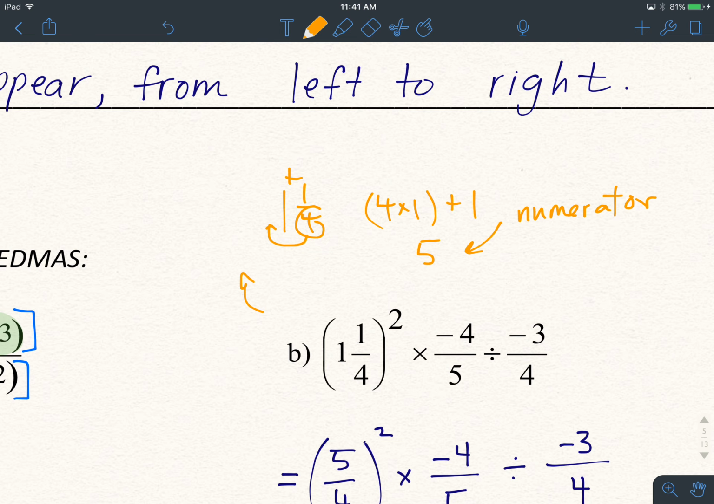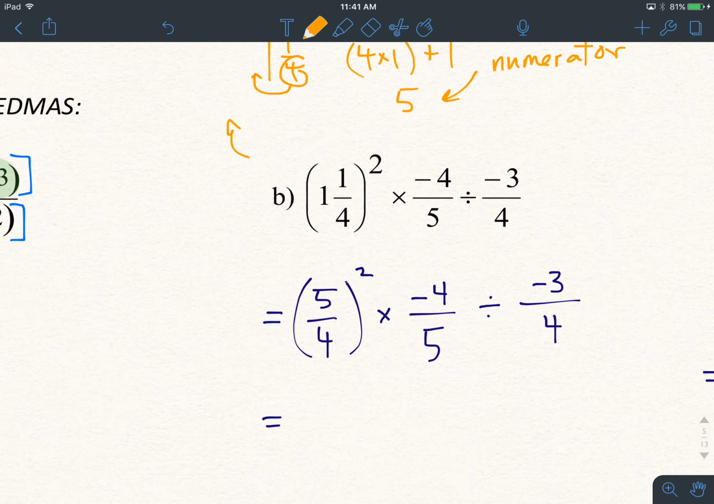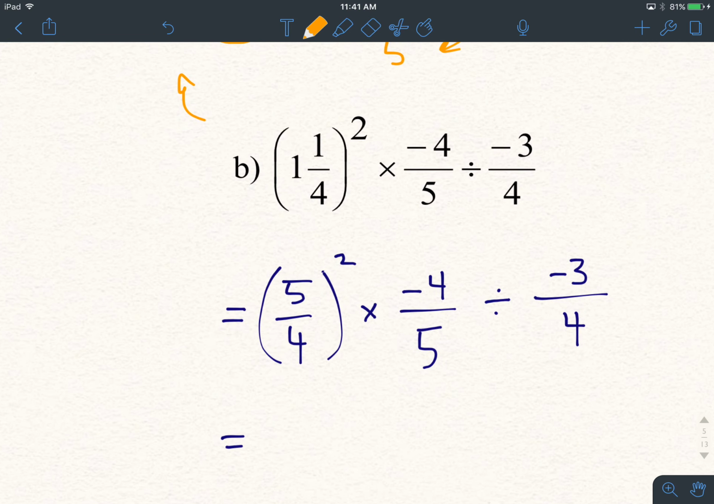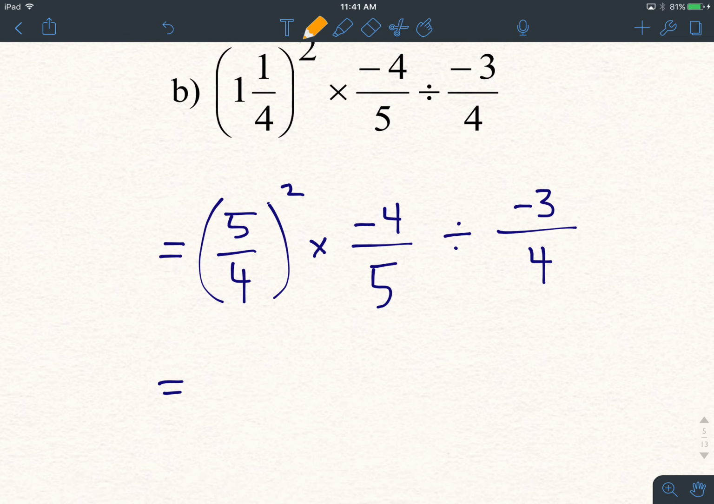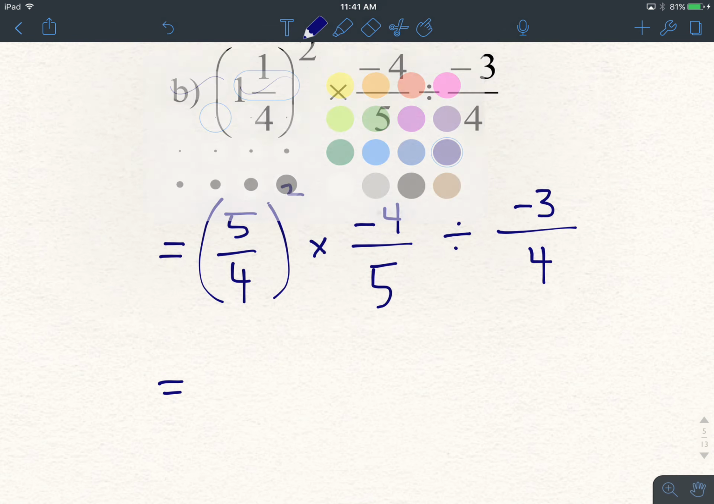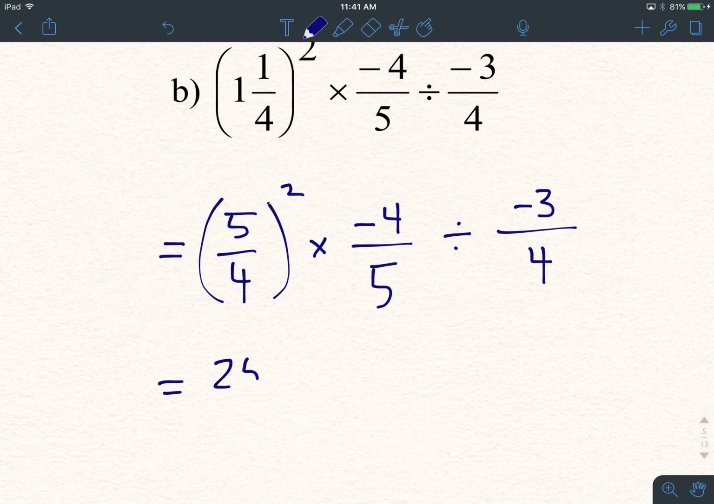There we go. So in working through 1 1/4 squared, that's actually going to be 5 over 4 squared, and all the rest is the same. So next we want to deal with exponents, and as we recall, we're going to apply that to both the numerator and the denominator. So that's going to give us 5 squared, which is 25, over 4 squared, which is 16, and then the rest remains the same. So now we have dealt with the exponents.